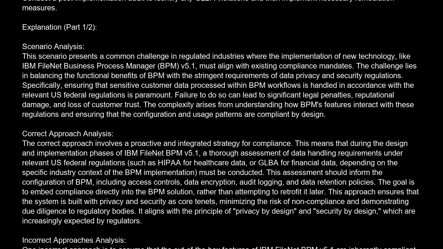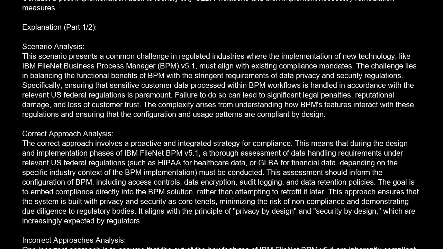This approach ensures that the system is built with privacy and security as core tenets, minimizing the risk of non-compliance and demonstrating due diligence to regulatory bodies. It aligns with the principle of privacy by design and security by design, which are increasingly expected by regulators.